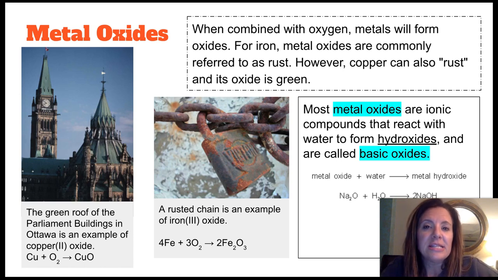When metal oxides then further react with water, we can get a secondary synthesis reaction whereby the metal oxide in the water will form a metal hydroxide. Metal hydroxides are basic type solutions. And here is an example. When sodium oxide reacts with water, it will form sodium hydroxide. Because only one product is made, it is considered to be a synthesis reaction.